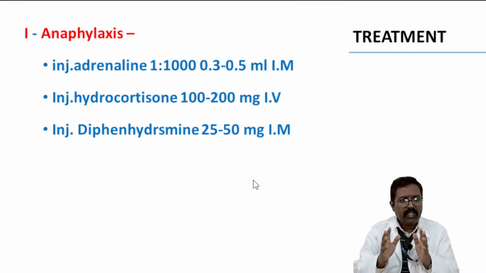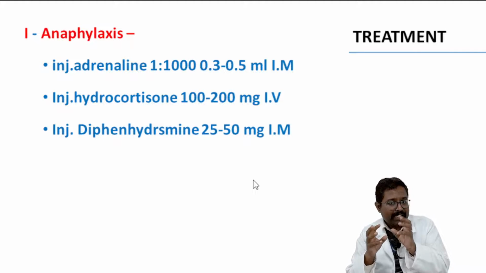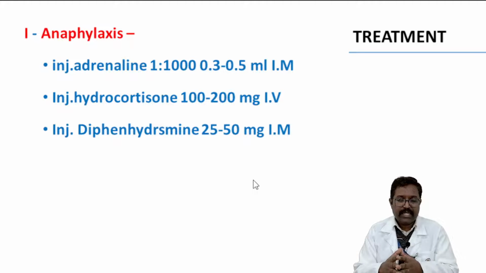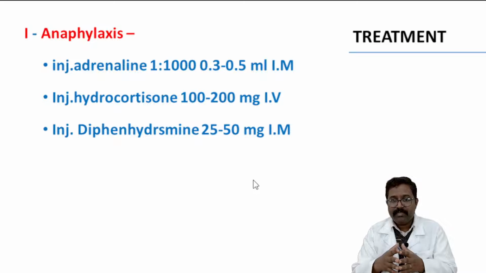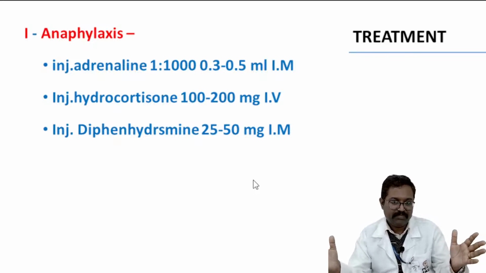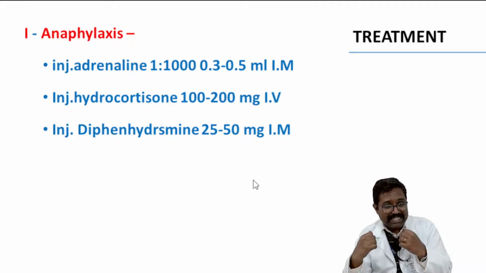Along with that, why is adrenaline given? Adrenaline acts on beta 2 receptors as well as alpha 1 receptors. Alpha 1 agonism will cause vasoconstriction and lead to an increase in blood pressure, so it counters the hypotension. And bronchospasm can be relieved by the action of adrenaline on the beta 2 receptors present in the bronchial smooth muscle. Beta 2 will cause bronchodilation, and thereby it will also reduce the secretions.